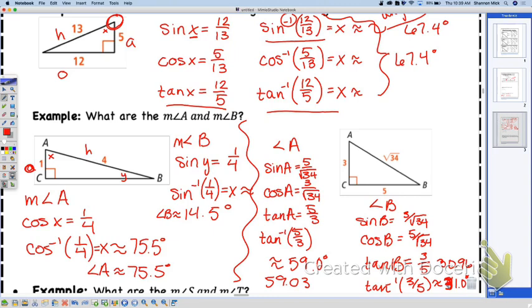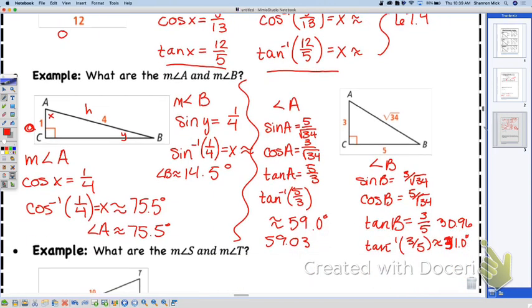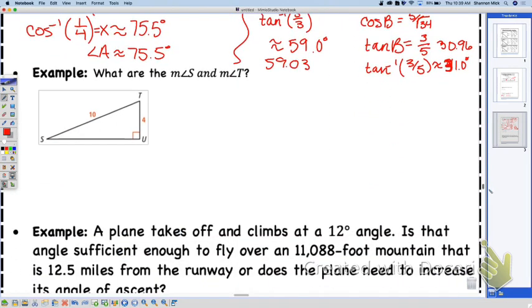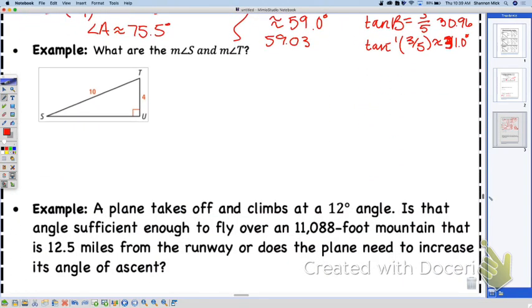Okay. I think we have one more, don't we? What are the measures of S and T? So we don't have a choice here, do we? No. It'd be adjacent. So if I have T, we'll just name it T. We want this angle, yes?